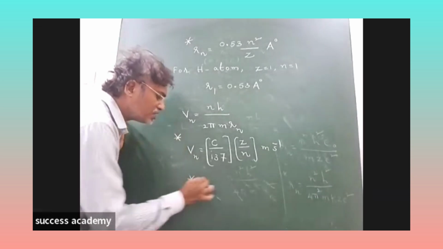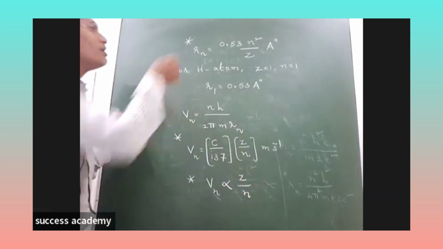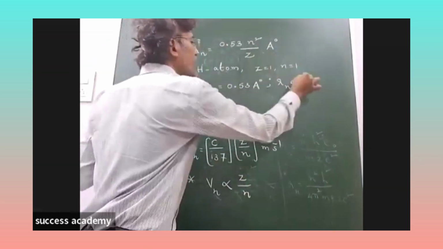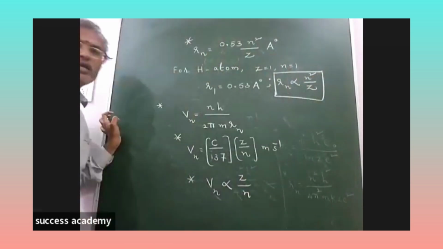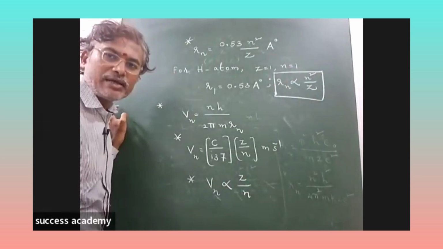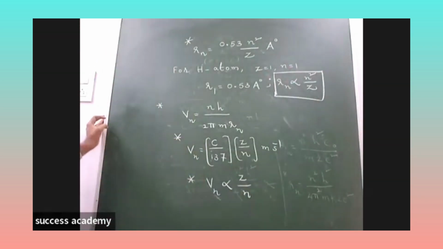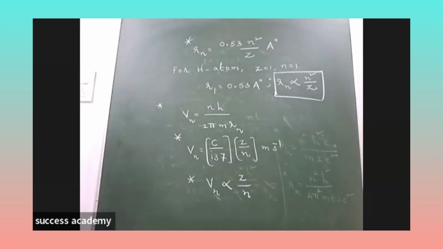From this, if we take the condition, Vn is directly proportional to Z by n. Here, what is the condition? Rn is directly proportional to n square by Z, and Vn is directly proportional to Z by n. Understood? Okay, next.